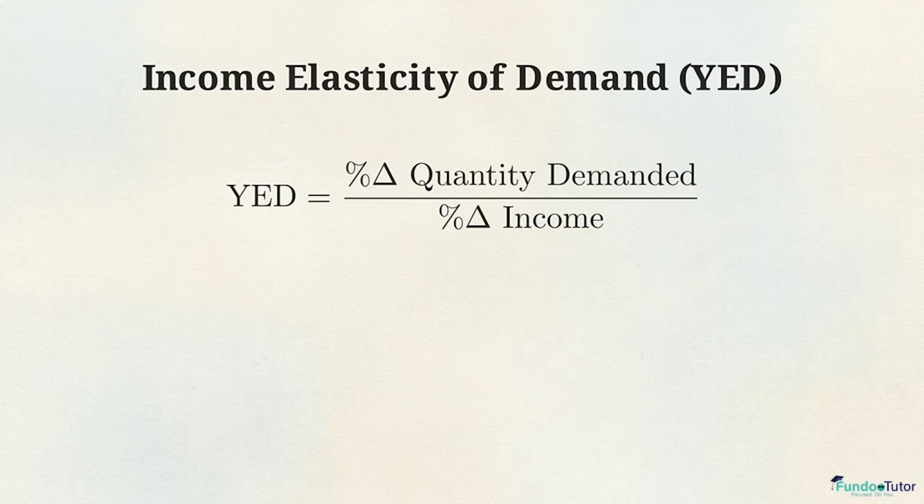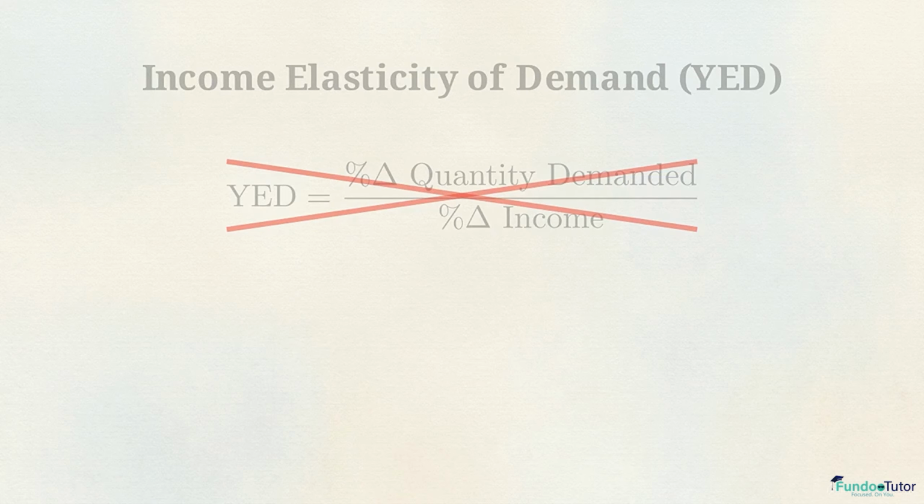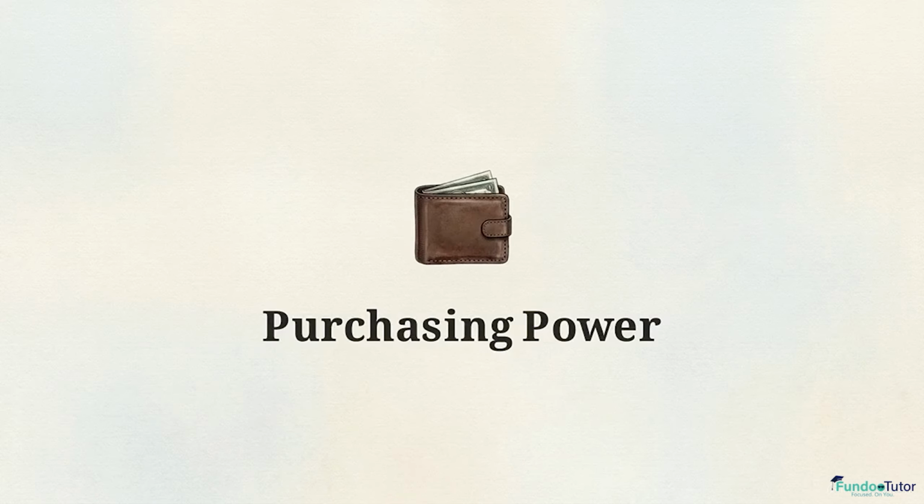In advanced economics, you would use this to calculate exactly how much demand changes. For your Cambridge IGCSE 0455 exam, you can consider it crossed out. You don't need to memorize the math. You only need to focus on the core concept left behind, purchasing power.